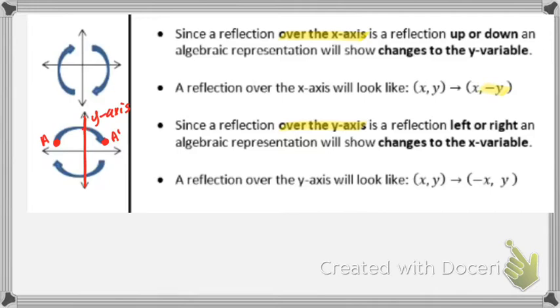Okay, so the algebraic representation for when you reflect over the y-axis is that you're going to put a negative in front of the x. And we'll see here in the questions, what does that mean?